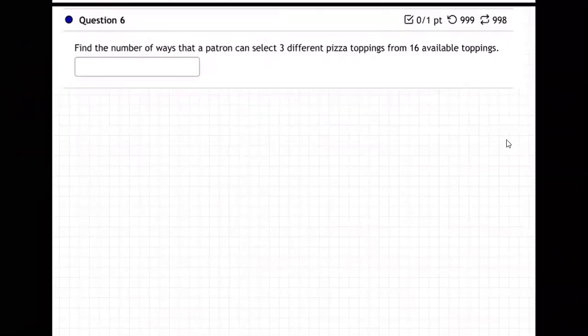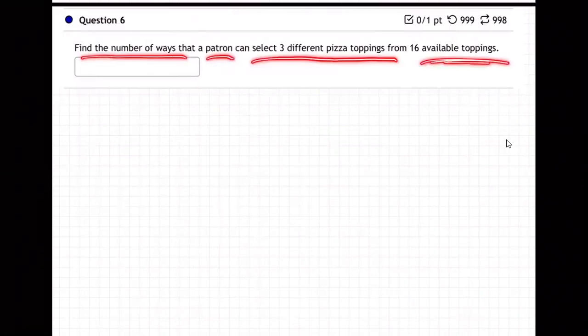Okay, so on this question, it says find the number of ways that a patron can select 3 different pizza toppings from 16 available toppings. So, you got 16 toppings, pepperoni, linguiça, mushrooms, olives, tomatoes, whatever, and you're going to pick 3 toppings for your pizza. How many different ways are there to do that?